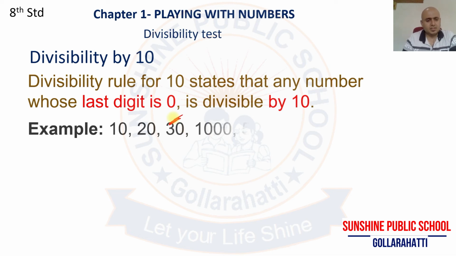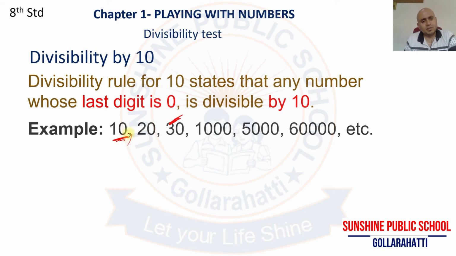Let us see some examples. Example is this 10. Yes, 10 has last number 0, that means it is divisible by 10. 20 last number 0, 30 last number 0, 1000 last number 0, 5000 last number 0, and 60,000 last number is 0. That means these are all numbers which are divisible by 10.